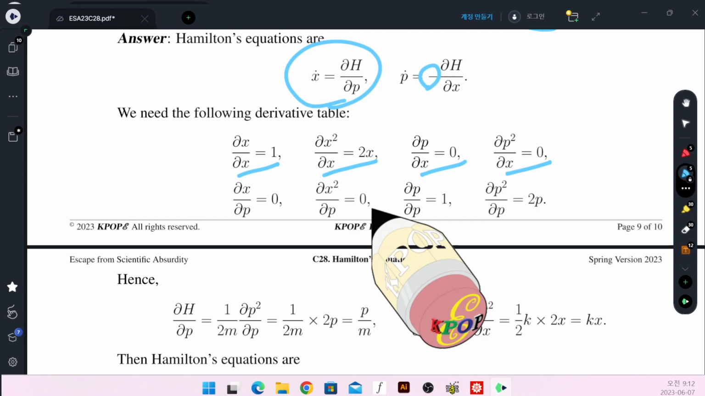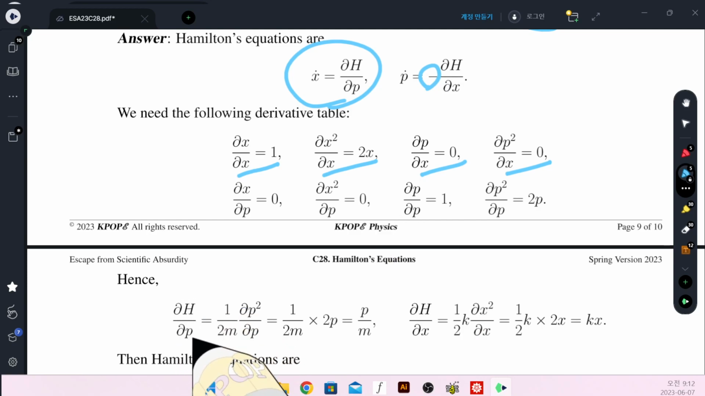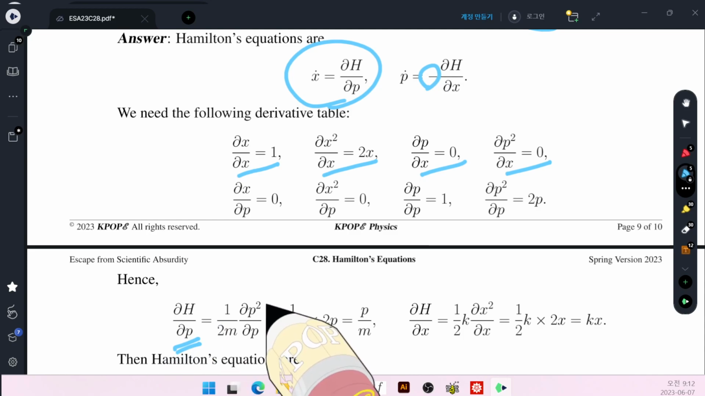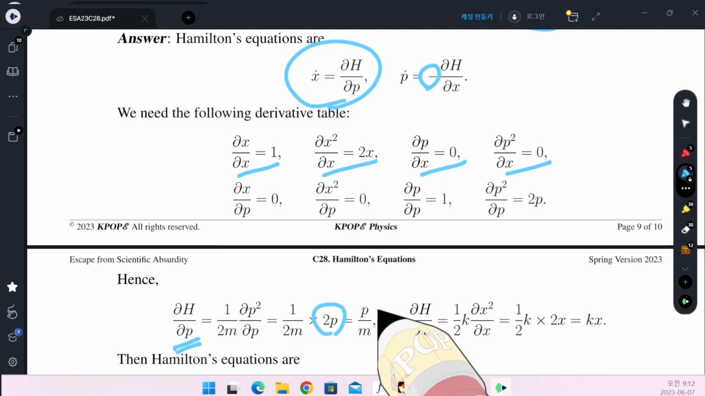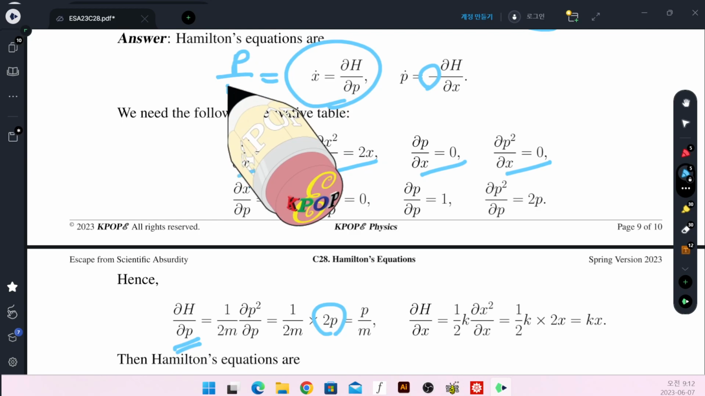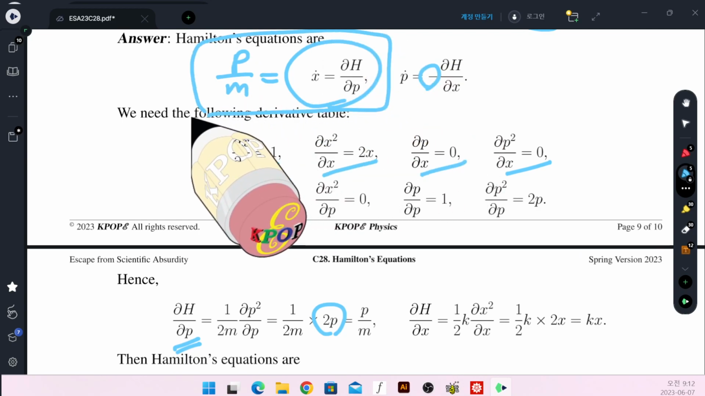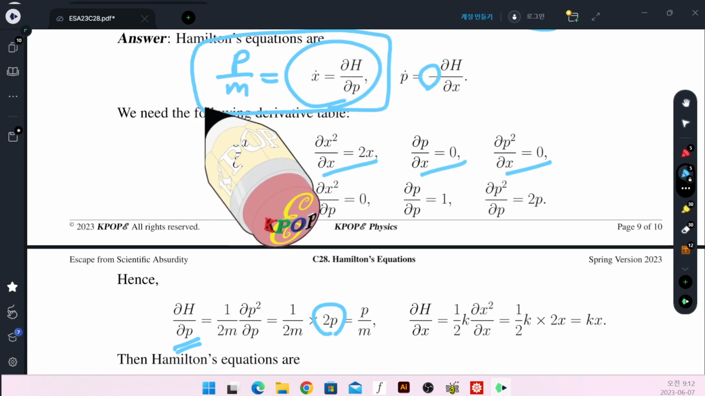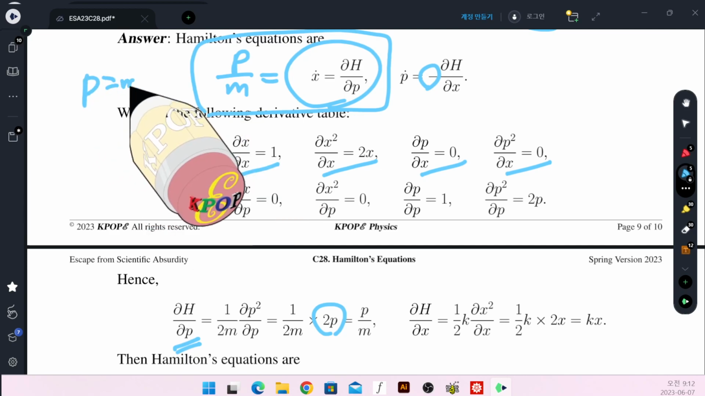These are trivial. Why don't we compute the momentum derivative of the Hamiltonian? That is p squared over 2m. The derivative is 2p, so they cancel and we get p over m. Aha, this is p over m. This is nothing but our previous definition of the linear momentum.